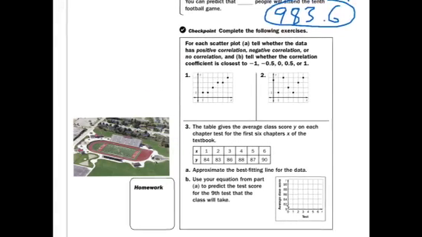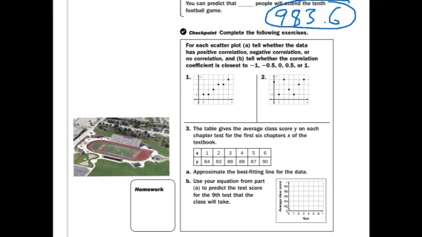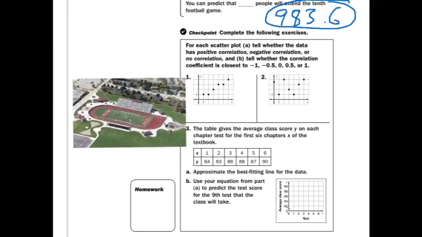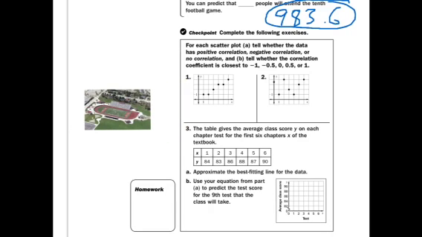All right, you guys go ahead and do checkpoint 1, 2, and 3, and see what you do. Pause it, and see what you have. I put a little picture of Falcon Stadium over here. All right, are you ready to go? Let's see what you got.